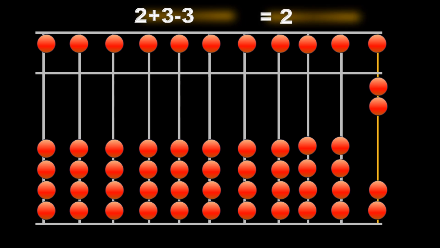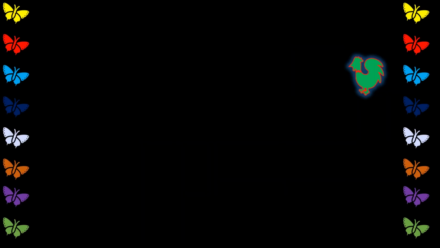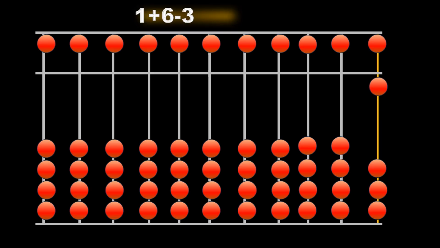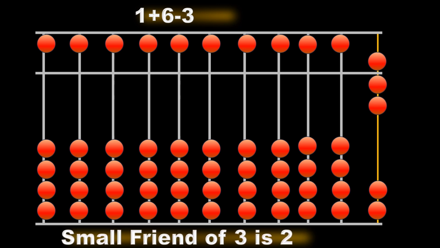So next question is 1 plus 6 minus 3. First add 1 in one's rod. Now we have to add the second digit plus 6. We have added. Now we have to subtract third digit 3. So small friend of 3 is 2, we know. So subtract 5, add 2 lower beads. So the answer becomes 4.